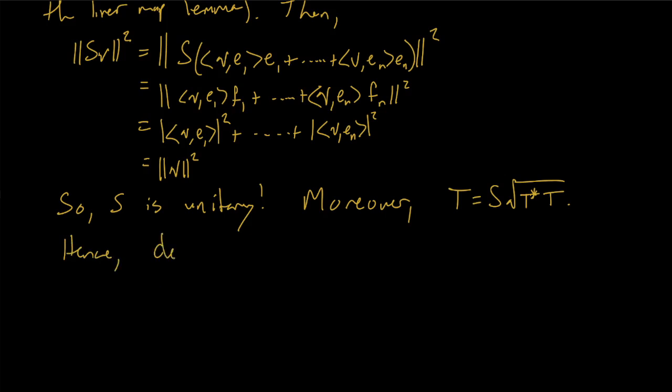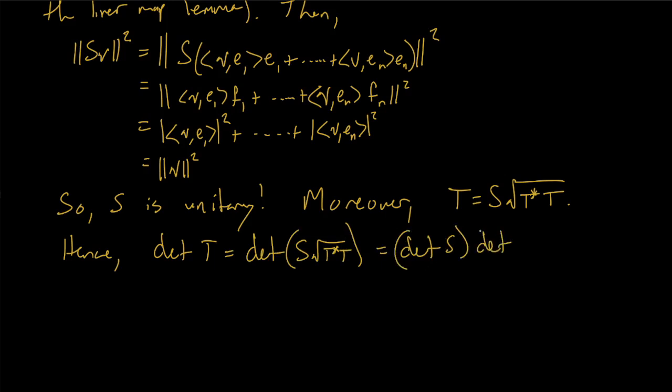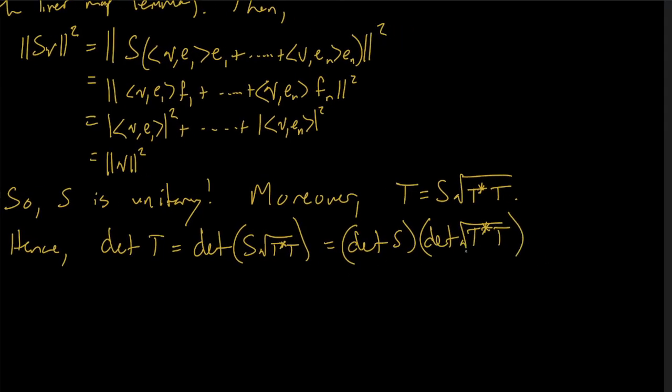Hence, the determinant of T is equal to the determinant of S times the square root of T star T, which is equal to the determinant of S times the determinant of the square root of T star T, which is just equal to, well, S is unitary, so it's the determinant of the square root of T star T, which is just equal to the product of s1 through sn, since those are the eigenvalues of the square root of T star T repeated according to their multiplicity. Oh, whoa. That is pretty tight.